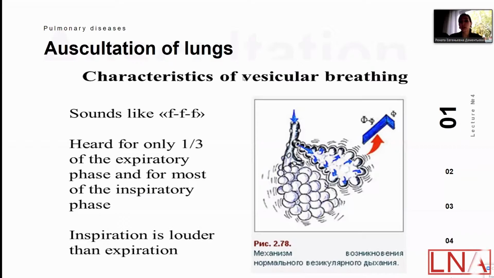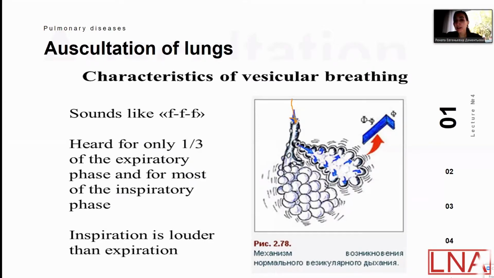Look at this picture. It's a slide about the formation of vesicular breathing, the mechanism of its formation, and the special characteristics of this type of breathing. Look, we discussed that the main mechanism is expanding the wall of the alveolus in the phase of inspiration. And look at the direction of the air.